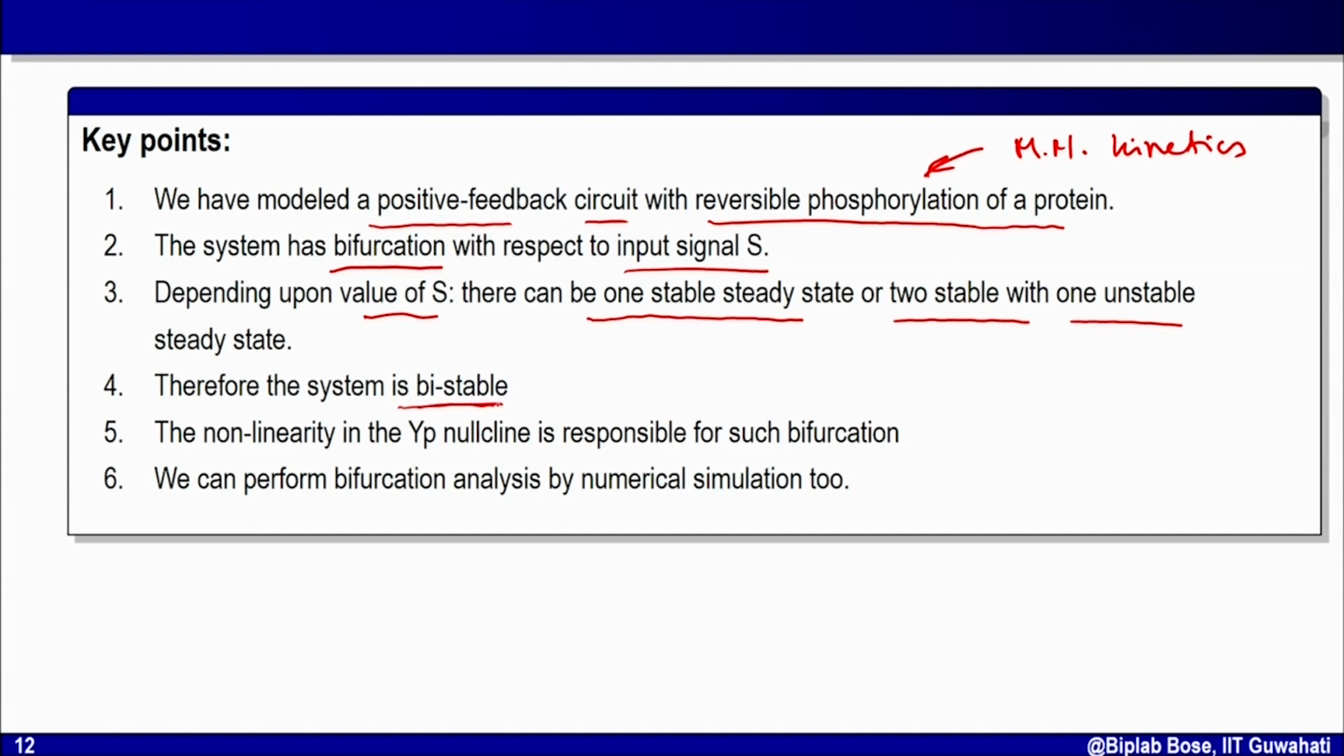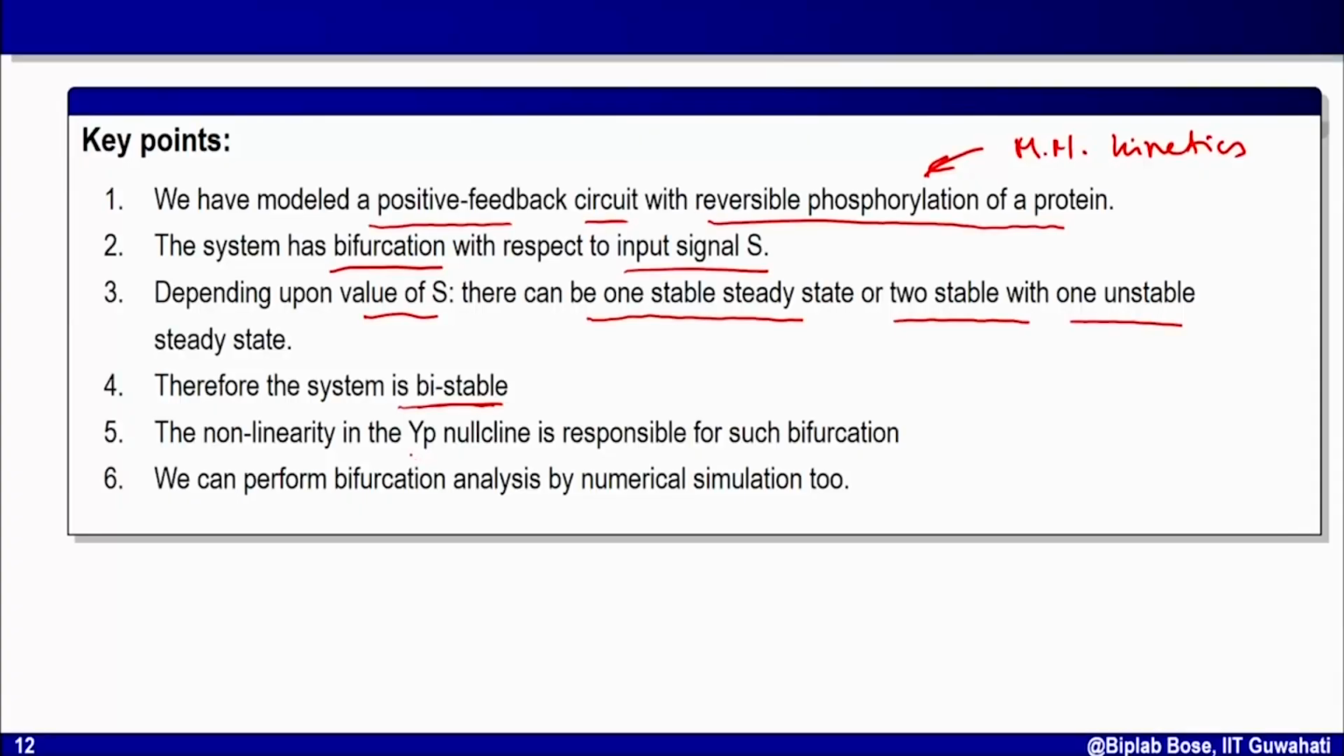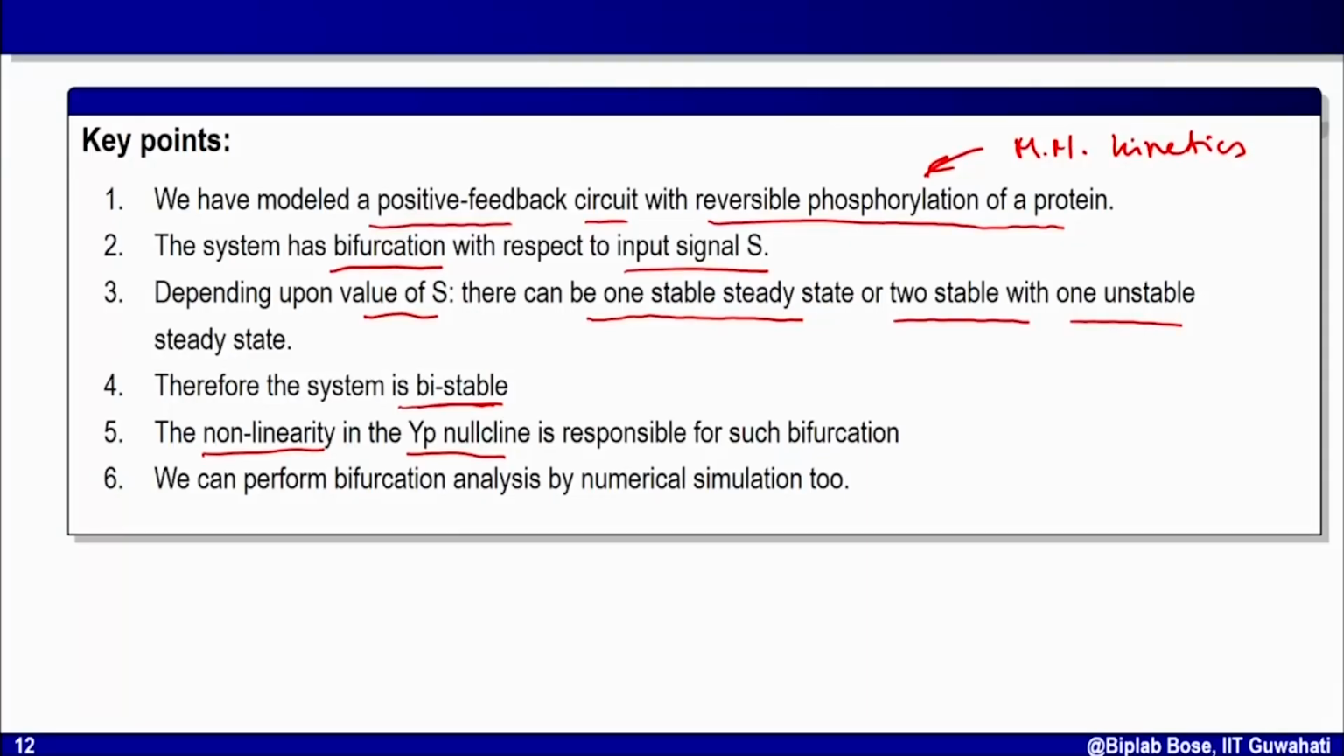And remember, this type of situation where the number of steady states changes with S, the input signal, happens because your YP nullcline is non-linear, is sigmoidal. If it had been linear, then we would always have only one point of intersection between the X and YP nullclines. That means we would always have only one steady state. But here the YP nullcline is non-linear sigmoidal and X is a linear one. So I have multiple possible intersections depending upon the value of S. So this non-linearity is crucial to give rise to this bistability.